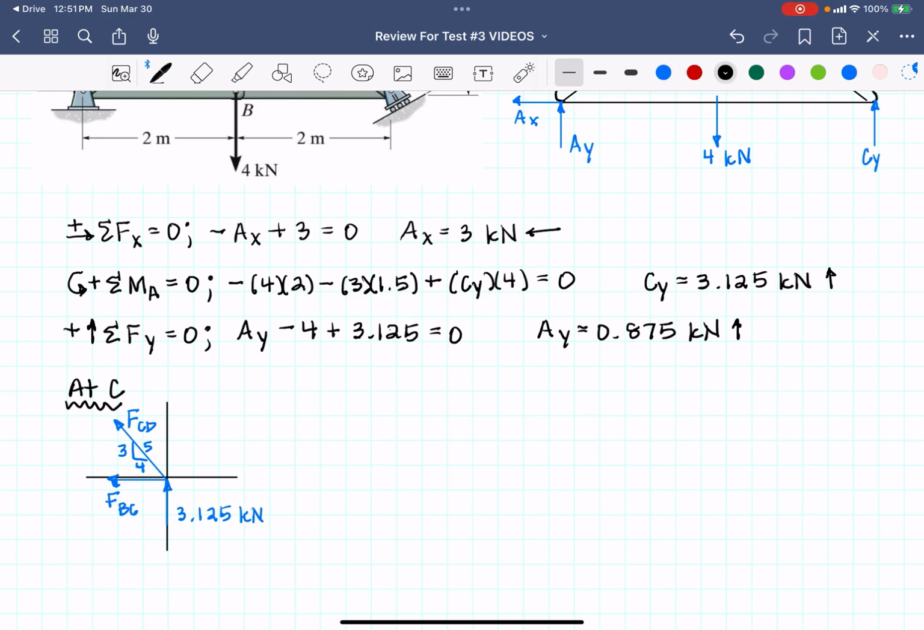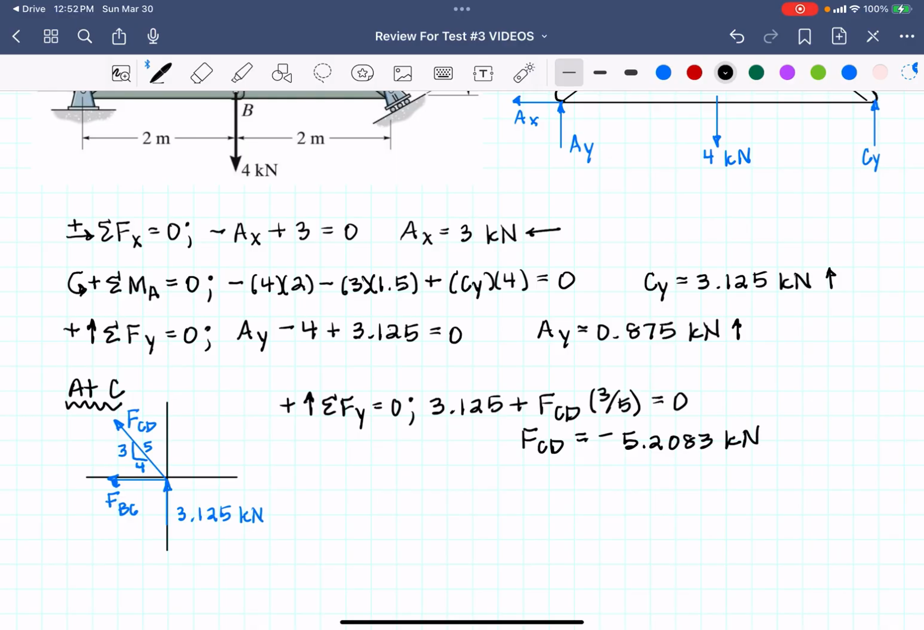So I'm going to sum my forces in the y direction first so that I only am solving for FCD. Sum equals 0, so I'm going to have 3.125 plus FCD, and its vertical component is 3 over 5 equals 0. So I'm going to get that FCD is negative, which means it's in compression. Negative 5.2083 kilonewtons.